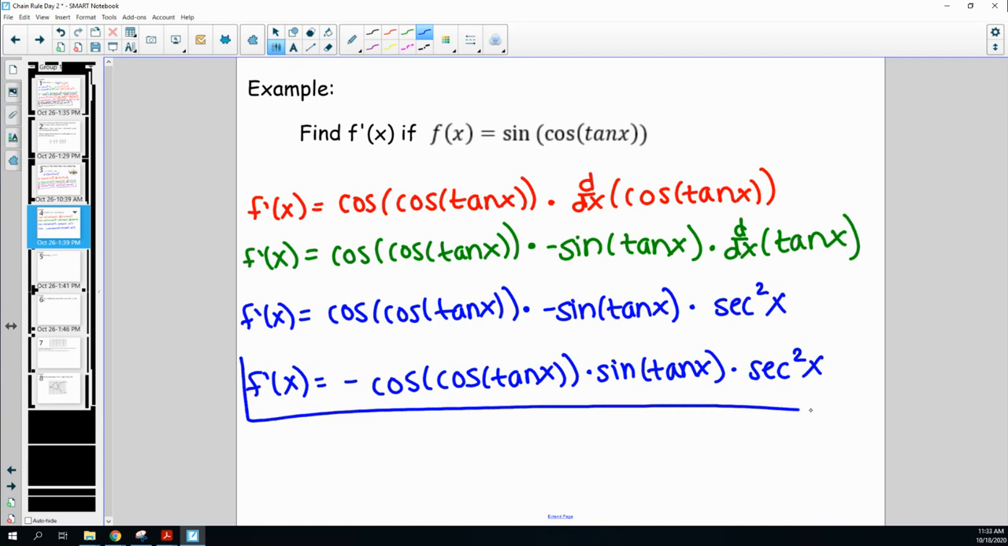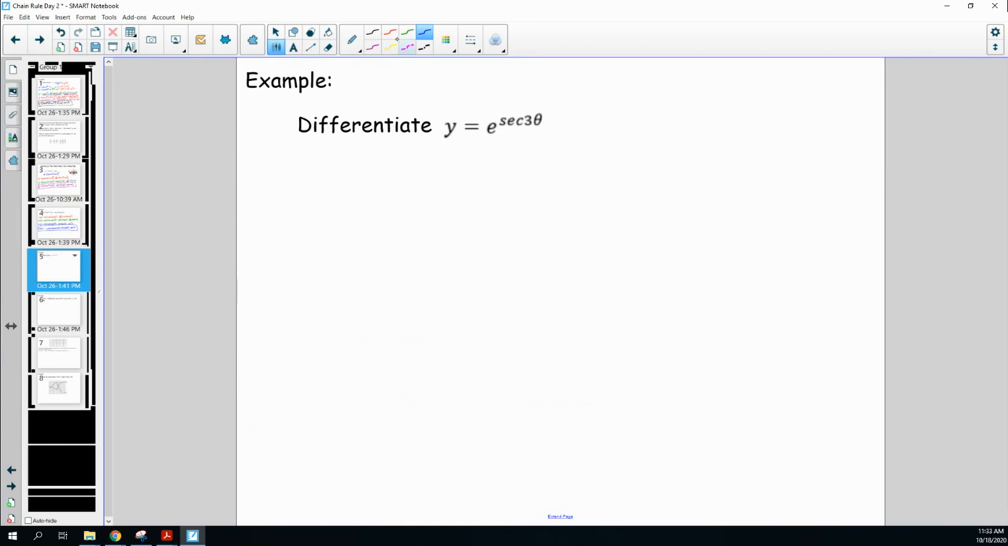So the more interior functions you have, the longer your chain is going to be. You could have 100 interior functions, and it's just going to keep going and going until you get all of the derivatives of all the inner functions. Okay, we're not going to do 100, but just know that you can do as many as there are.